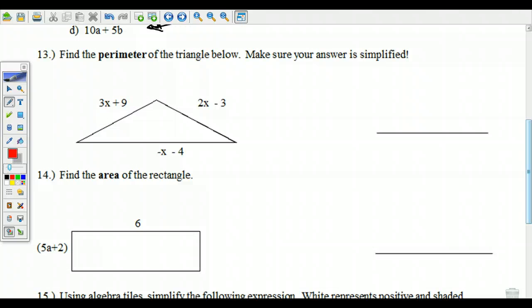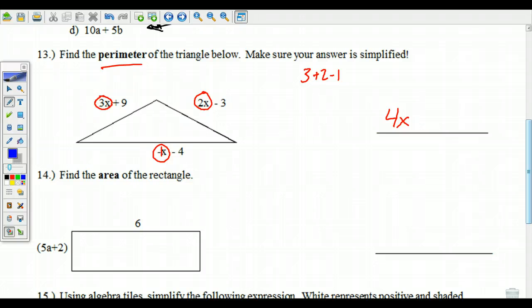Number 13. For the perimeter of the shape, you're trying to add up all the different sides here. So you could write out a whole expression if you wanted to, or you could just use these and circle the like terms. So we have 3 plus 2x minus 1x. 3 plus 2 minus 1, and that is a total of 4x.